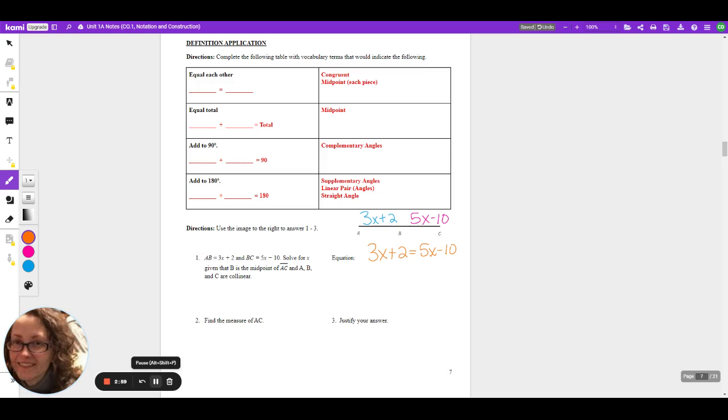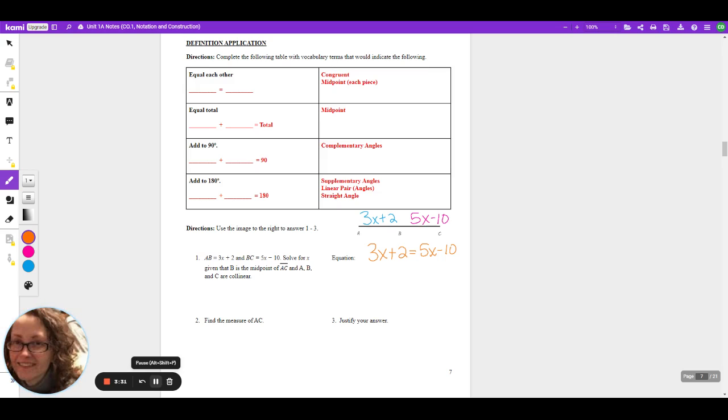Let's set up the equation as 3x plus 2 equals 5x minus 10 and solve. Go ahead and pause the video here and solve this equation on your own first. When solving, we should get an answer here of x equals 6. Let's go ahead and see how you did.